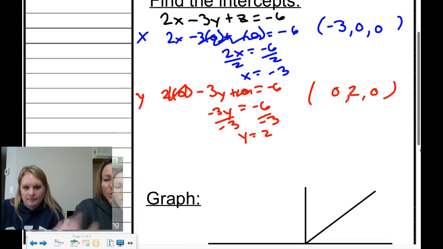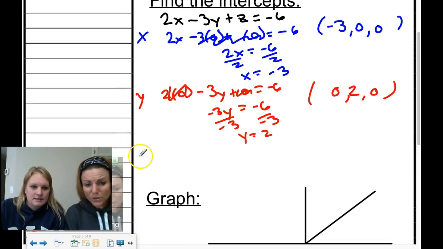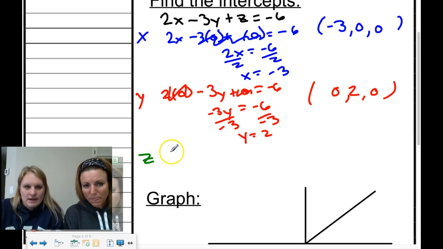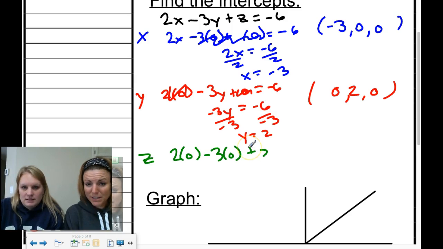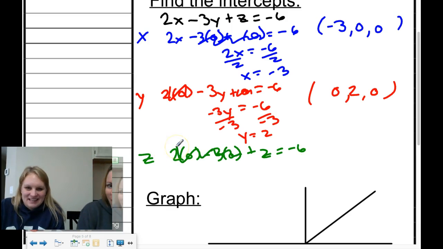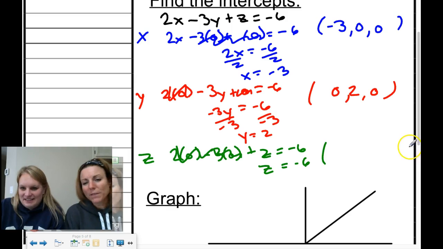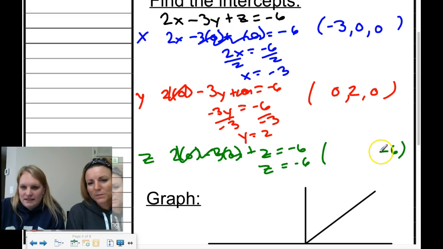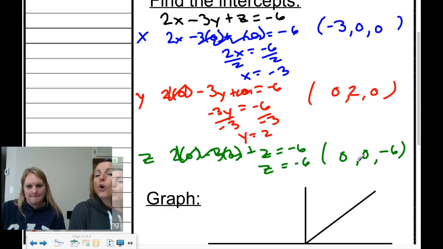So let's find our third thing, which is the z-intercept. So we have 2 times 0 minus 3 times 0 plus z equals negative 6. Look how easy this is. Well, that cancels, so z is equal to negative 6. So let's write our third point. That was z, so that's the negative 6, and now we have 0 and 0.